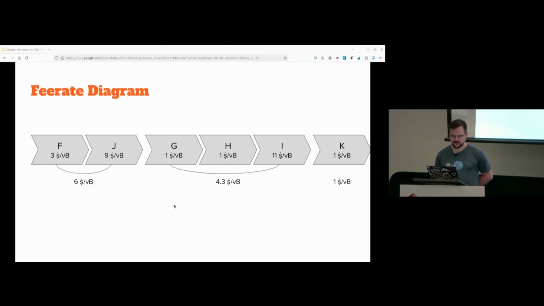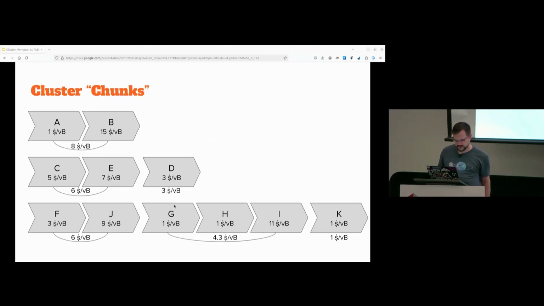All right, let's cluster all of the chunks. So we get a single chunk out of A and B, which has 8 sats per vbyte and a weight of 2. We get C and E as a chunk. D is a separate chunk. We get F, J, GH, I, and K, right? So now our 11 transactions become 6 chunks, right?